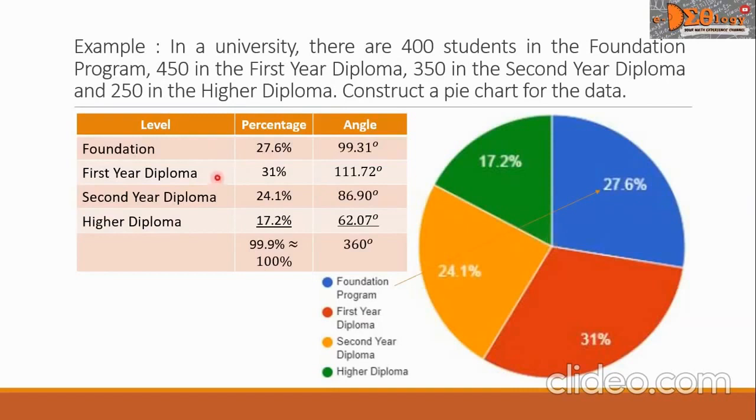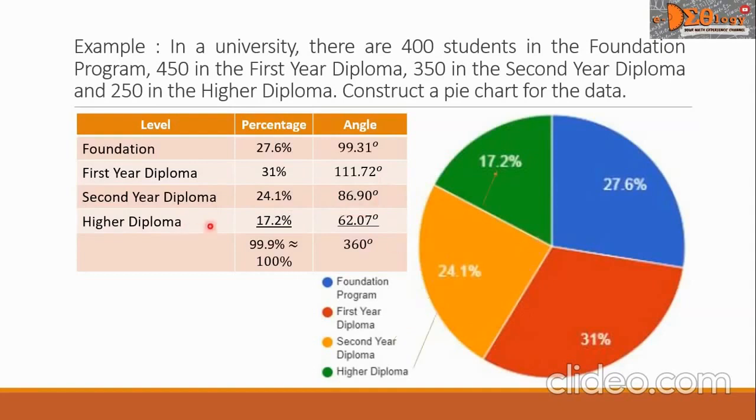The next level is for first year diploma, which is 31%. And here is the 31% in red-orange color. And the central angle here is estimated to be 111.72 degrees. The third item is second year diploma, with 24.1%. Here we go. And the angle is 86.90 degrees. And this is the angle.